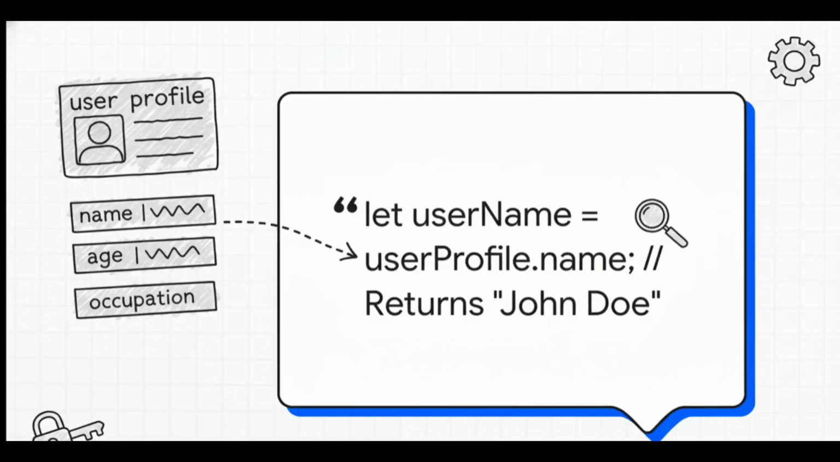Take a look at this example. It's an object for a user profile. You can see the keys right there: name, age, occupation, and each one has its value. If I want to get the name, I'm not looking for index 0. Nope. I just ask for userProfile.name. It's so much more intuitive, it practically reads like plain English.